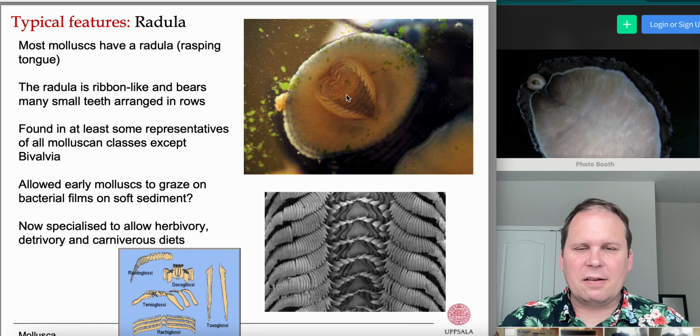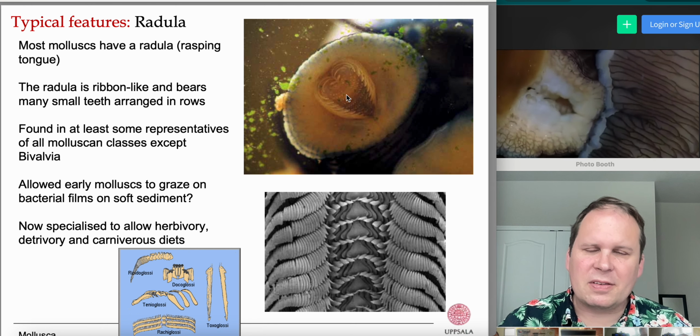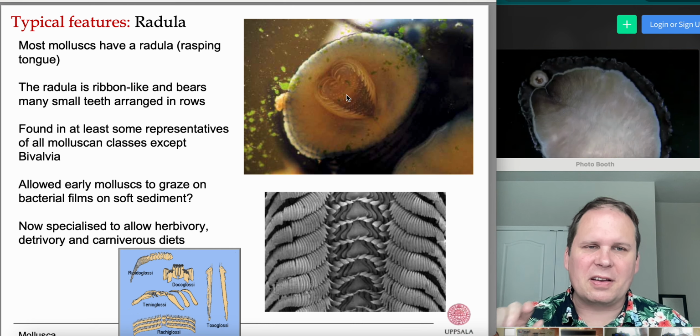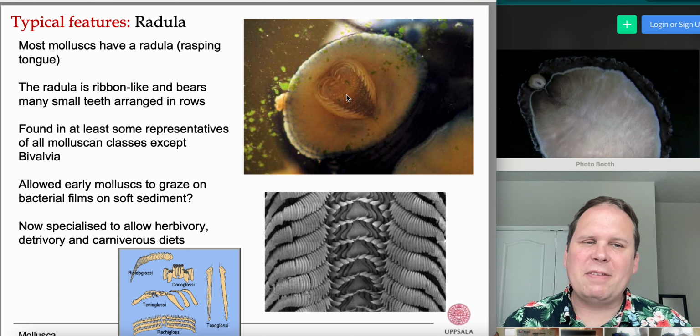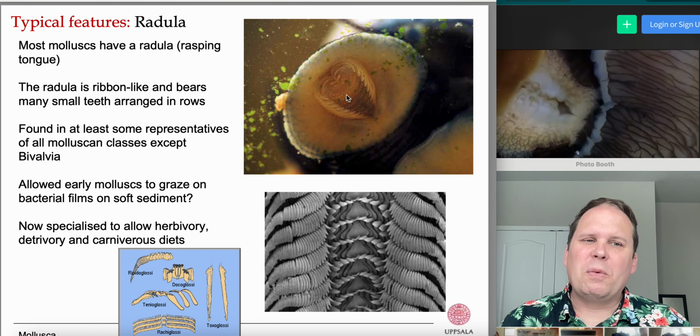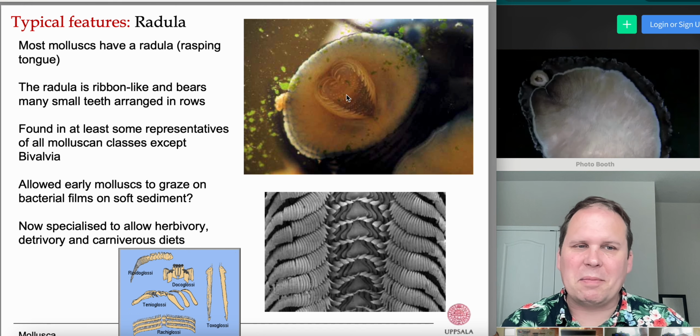A lot of gastropods in particular are going to be grazers. Some of these other groups, things like cephalopods, are going to be predators. They're going to hunt for a living. Bivalves are going to filter for a living. But gastropods are grazers, which means they often come into these paleo environments.